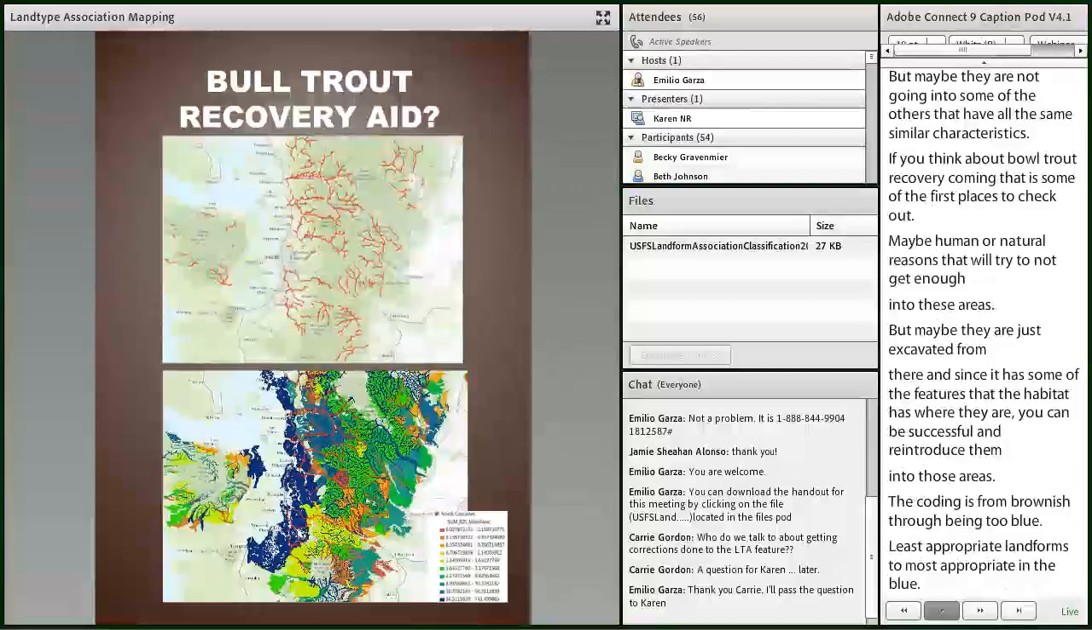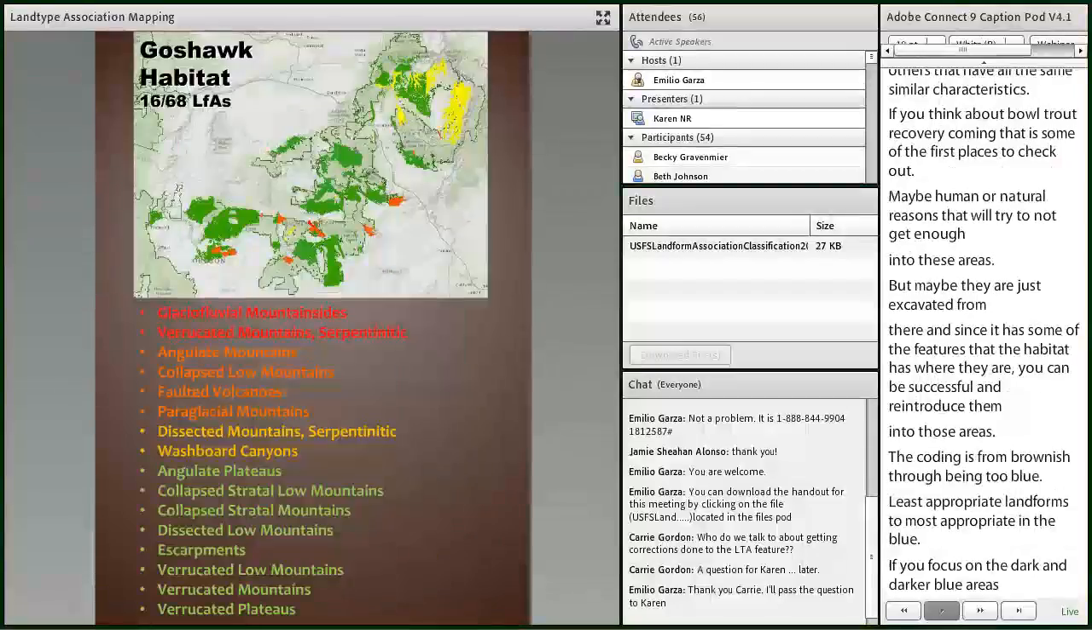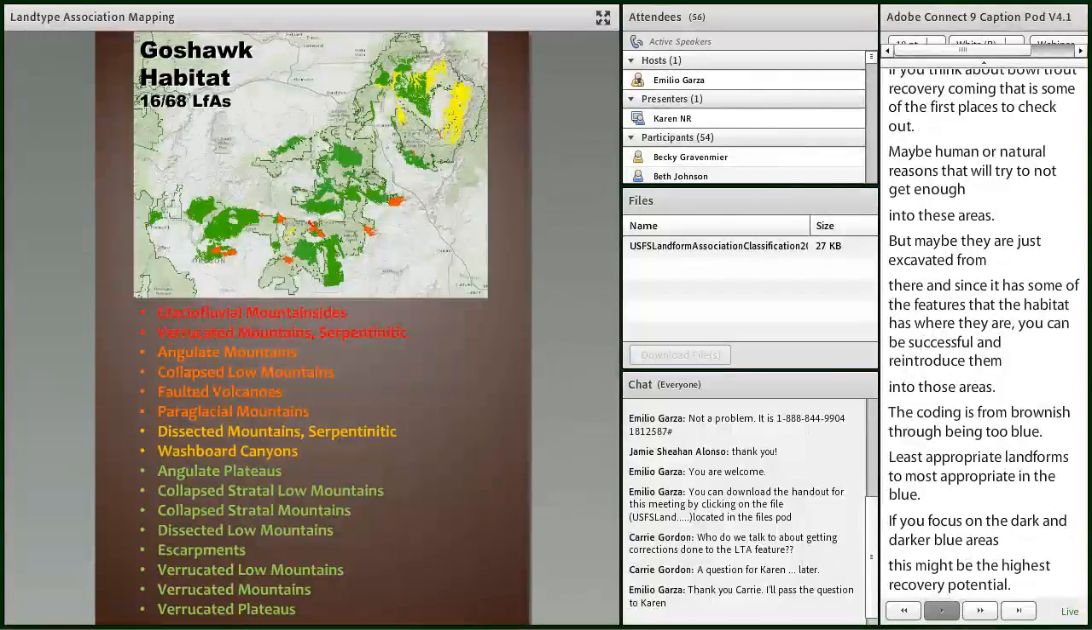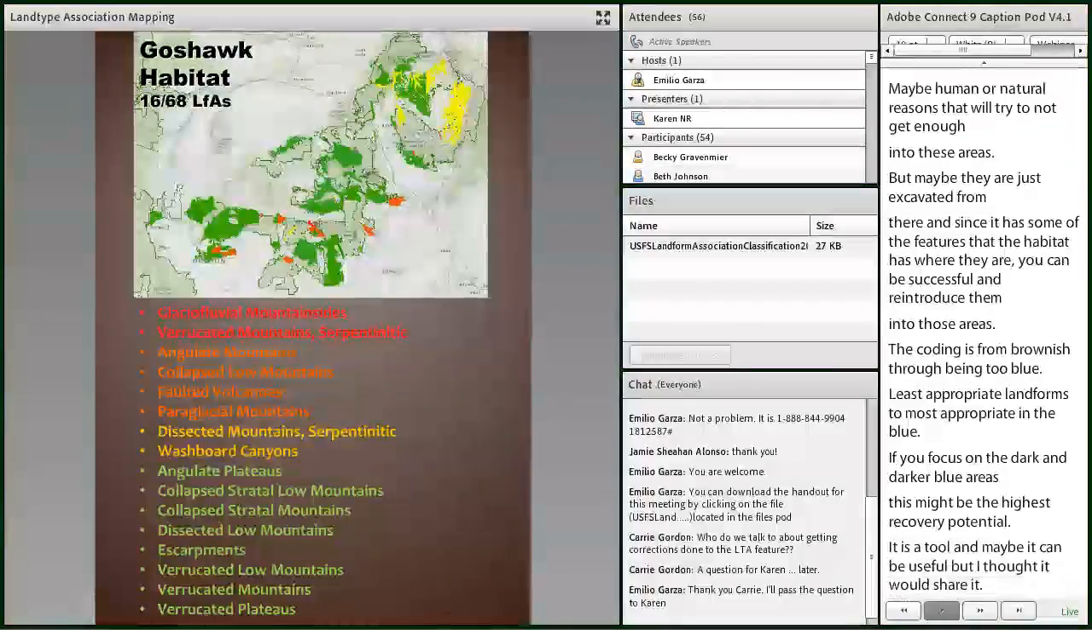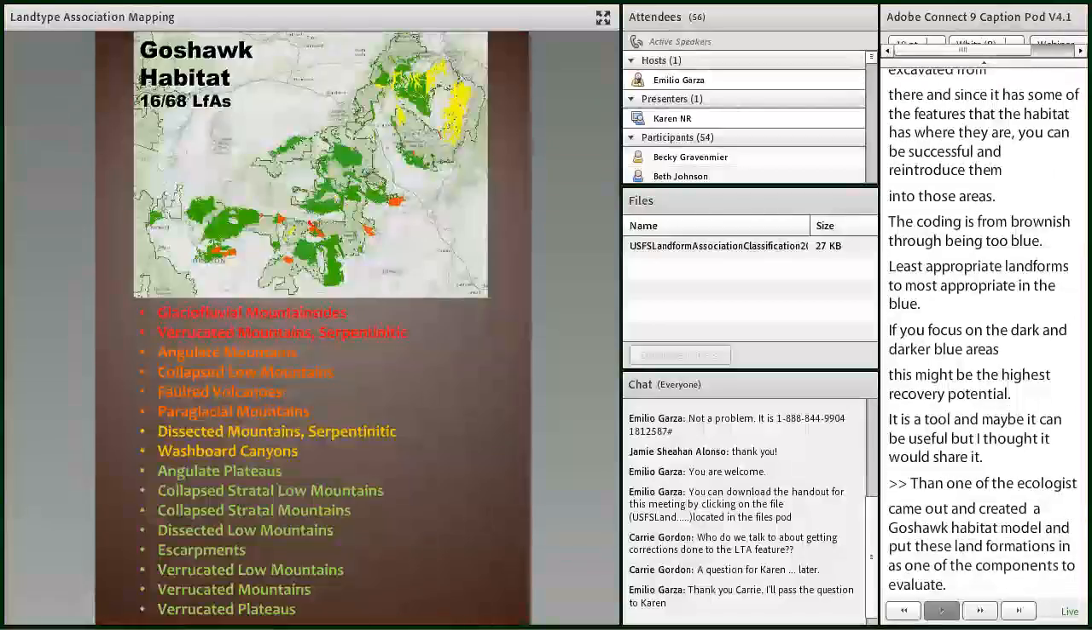I mean, it's a tool. Maybe it can be useful, but I thought we'd share it. And then one of our ecologists, Kim Mellon McLean, has been developing a goshawk and a white-headed woodpecker model. And so she put these landform associations in as one of the components to evaluate. And sure enough, she found that 16 out of the 68 landform associations in the Blue Mountains were significant.